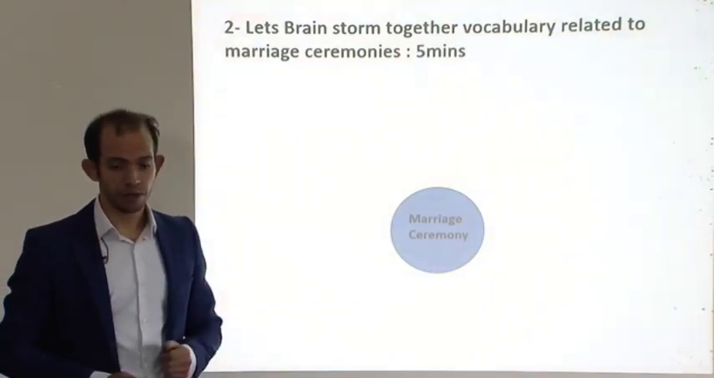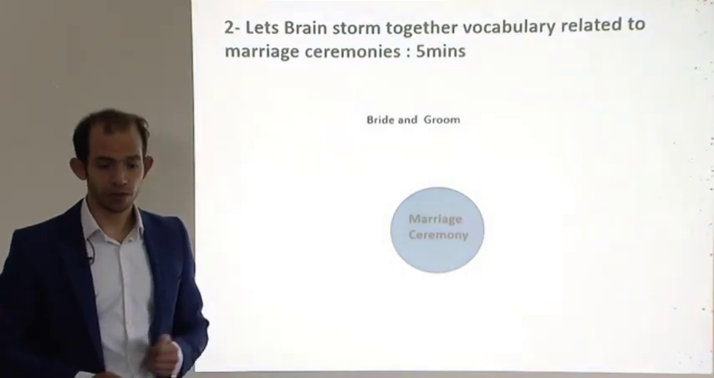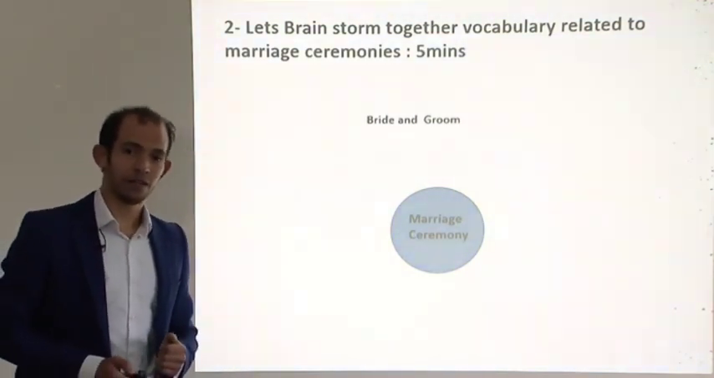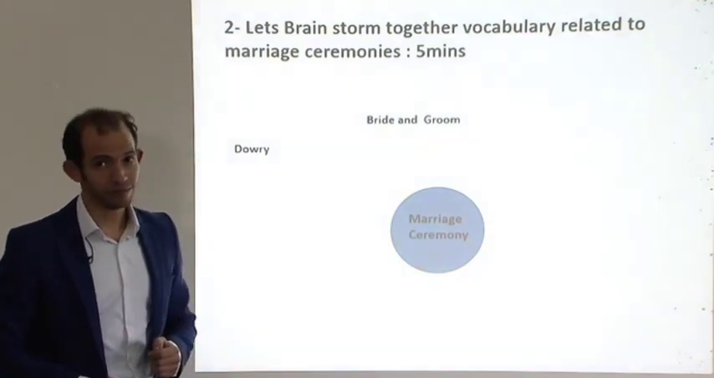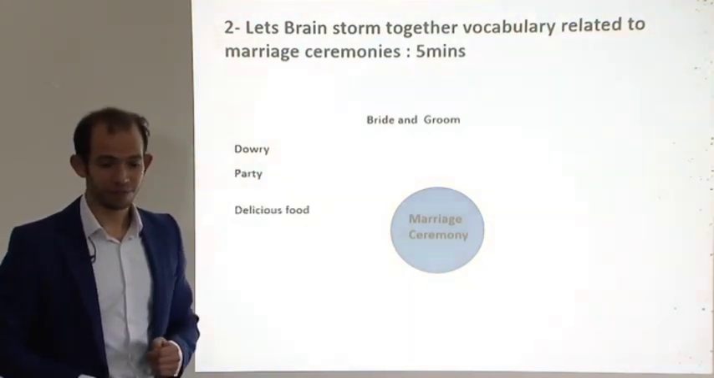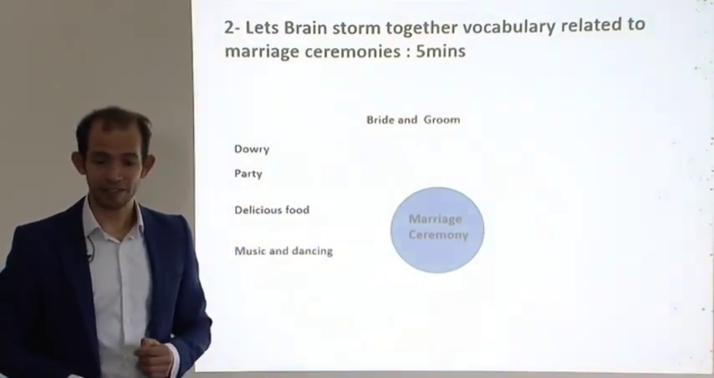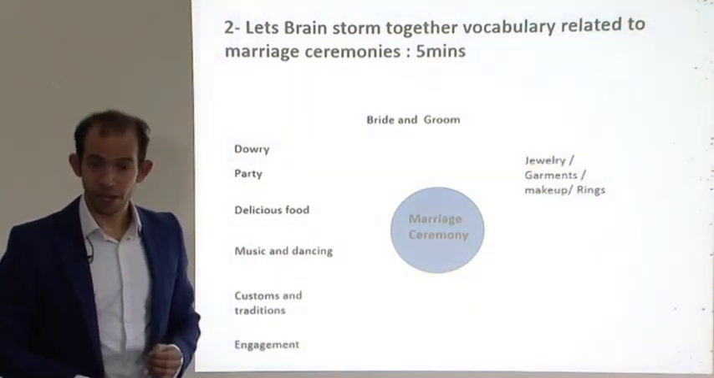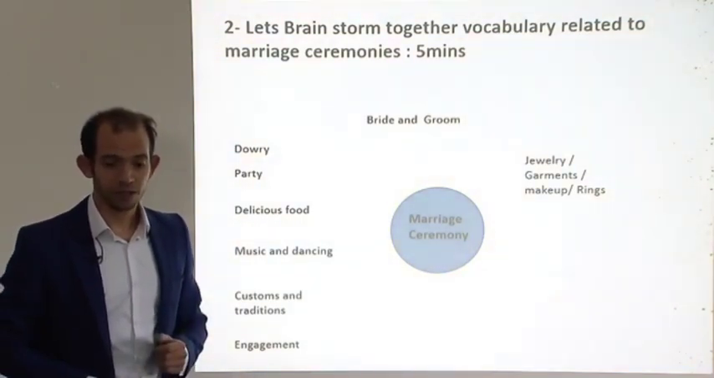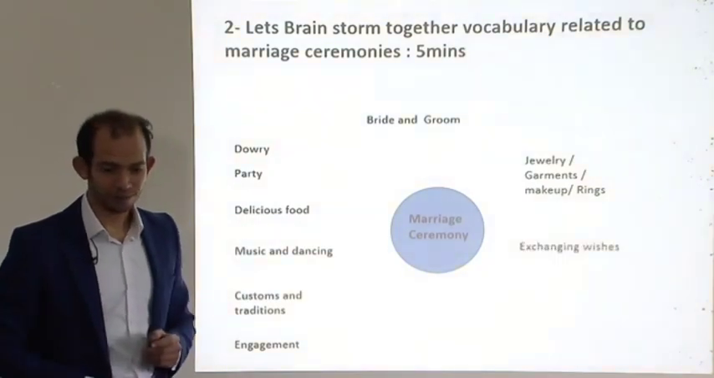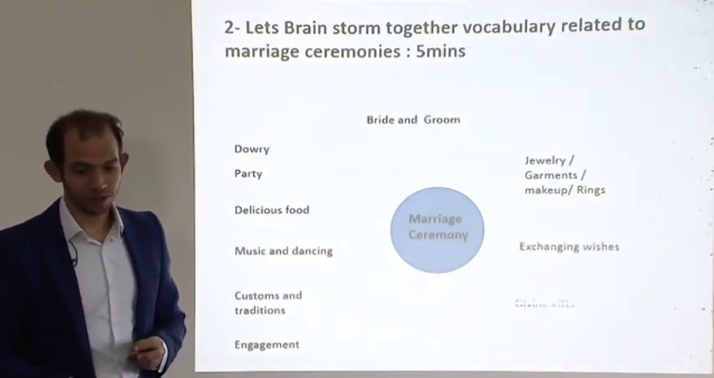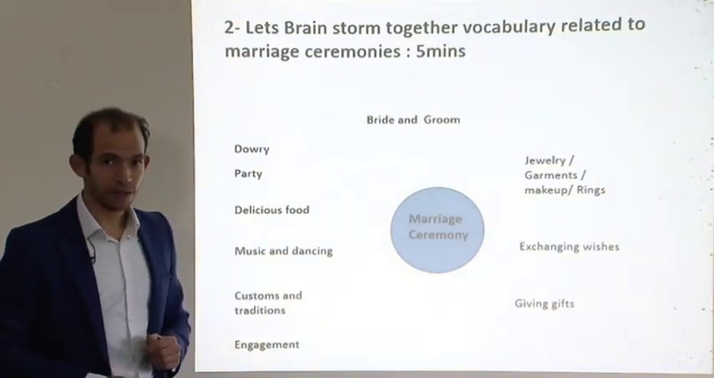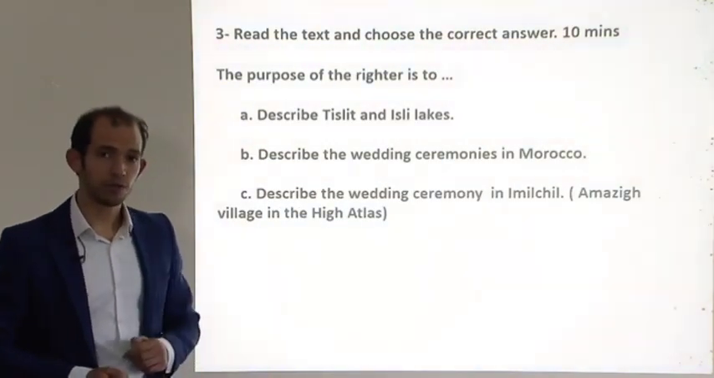So I'm going to give you some of the words, some of the vocabulary related to marriage ceremony. Bride and groom, you have just seen them, are the man and the woman getting married. The dowry, party, delicious food, music and dancing, customs and traditions, engagement, jewelry, garments, makeup, and rings, and also exchanging wishes and giving gifts. So I suggest that you copy this vocabulary in your exercise part. So let's move to the next task.